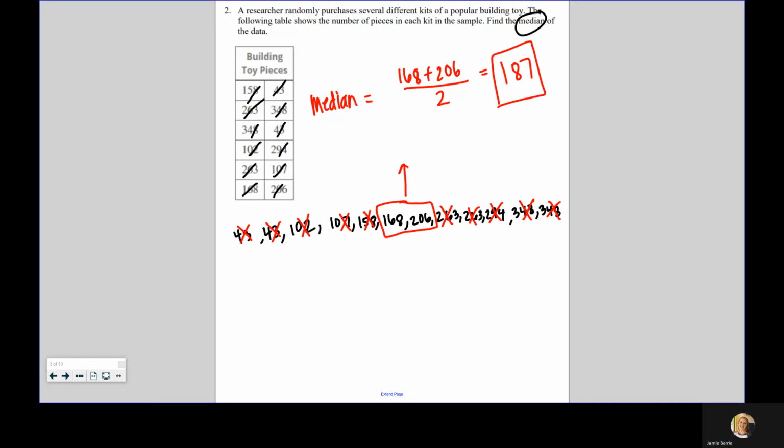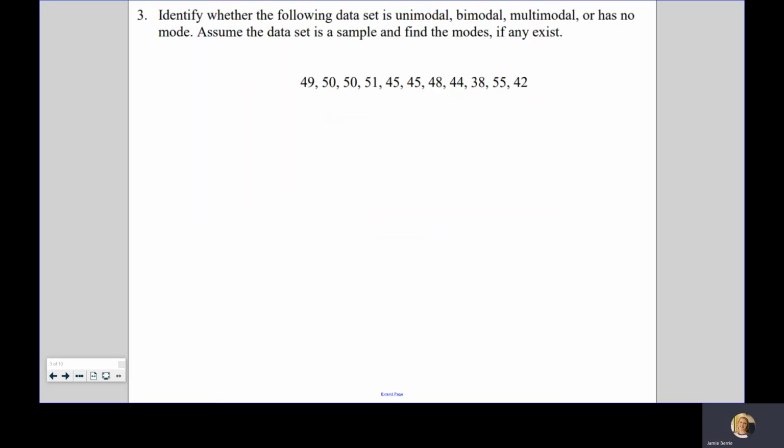Okay, let's look at another example. This one says, identify whether the following data set is unimodal, bimodal, multimodal, or has no mode. It's totally possible that a data set could have no mode. That doesn't mean you've done anything wrong if you get no mode. That just means there's no value that occurs more frequently than other values. It says, assume the data set is a sample and find the modes if they exist.